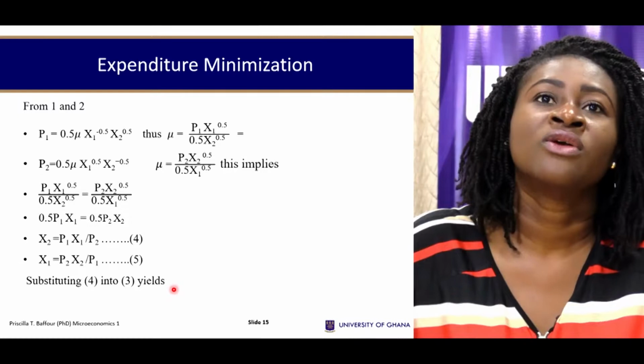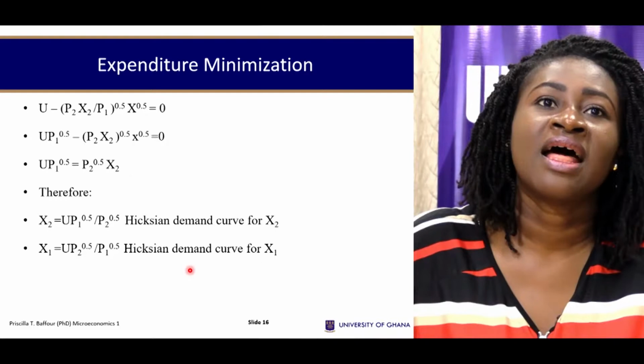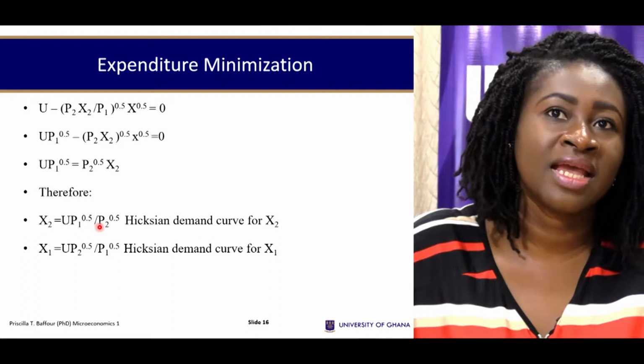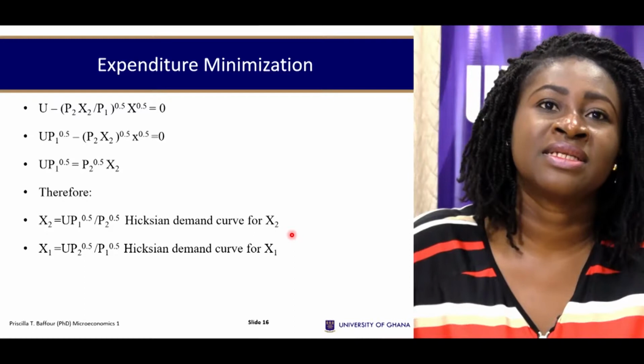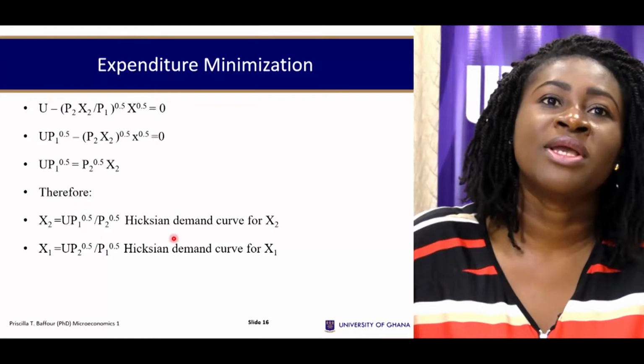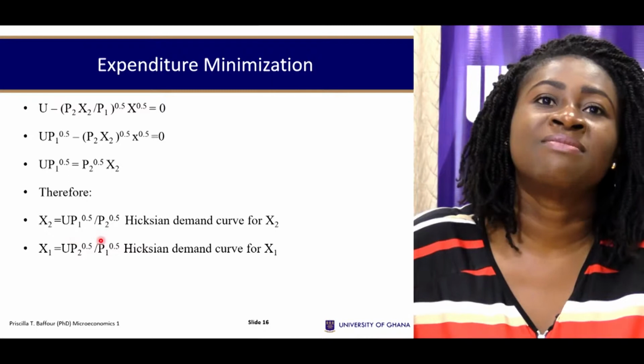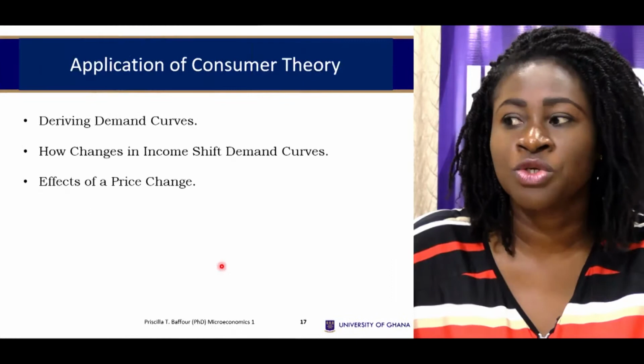So based on that, we do a series of manipulations and then our X2 is now a function of P1 to the power 0.8 and this is our Hicksian demand for X2, right? Our Hicksian demand is a demand curve we derive when we minimize expenditure subject to the utility constraint. So here too, when you substitute the values that we have found in the utility maximization, your results should be the same. So on your own, I want you to try.